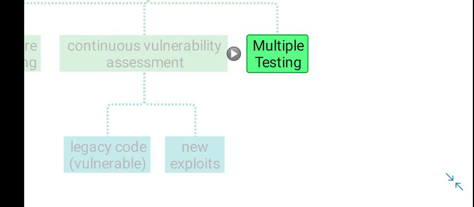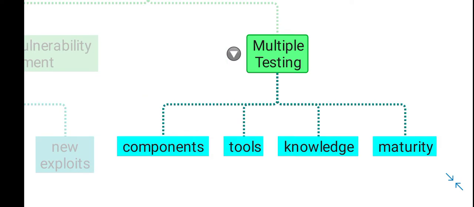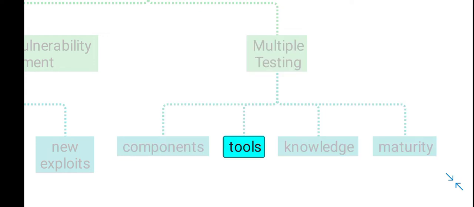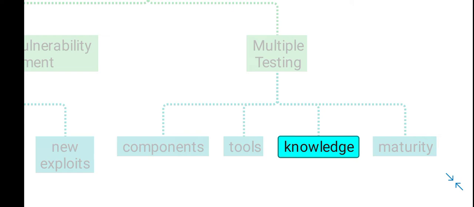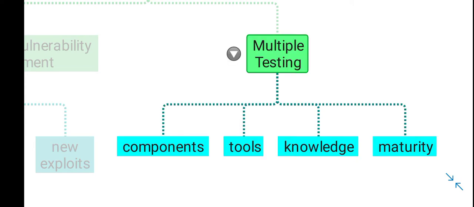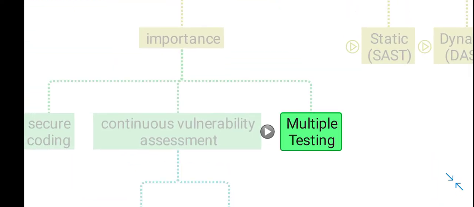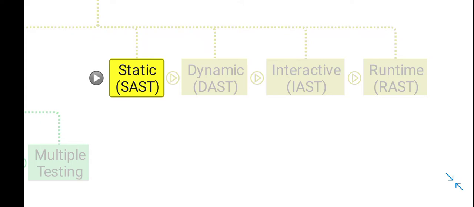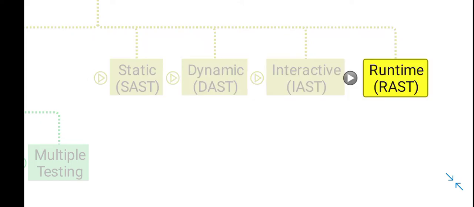So you have to adopt multiple testing techniques because the application components may vary, or the tools which an organization uses to develop an application may vary, or also the knowledge and maturity level of different organizations. Now these are four techniques, that is static, dynamic, interactive, and runtime application security testing.